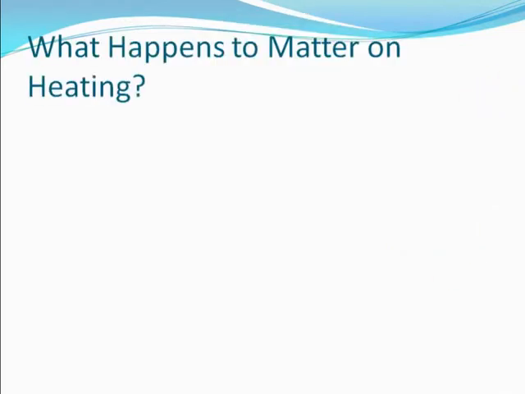Okay, so now we're done with the temperature scales. The next thing we're going to study in this chapter is exactly what happens to matter on heating. You see, our chapter is understanding change of state. So let's consider any matter, be it solid, liquid or gas, and let's try to heat it. And let's see exactly what happens when we heat any substance.